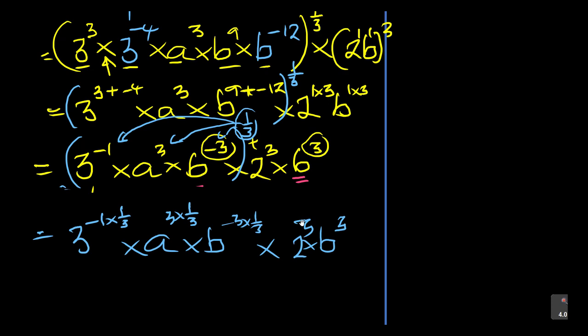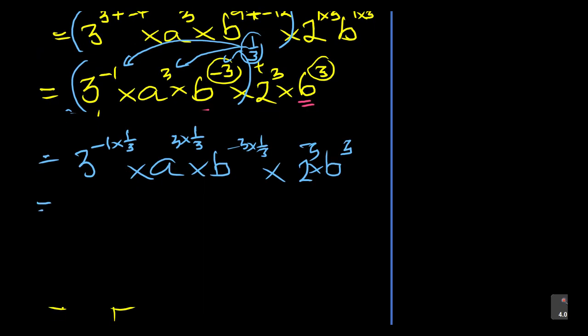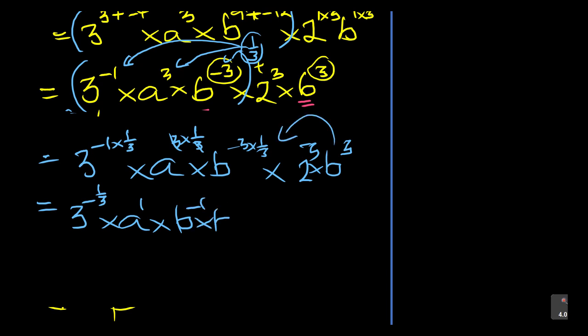Are you with me? Then from there, you've got 3 to the power negative 1 over 3, times, you cancel that, but use a calculator there. You'll get A to the power 1 times B. You use a calculator, 3 times that will be negative 1. Now, let me bring this B closer. It will be times B to the power of 3 times 2 to the power of 3. You see? It changes the B now.